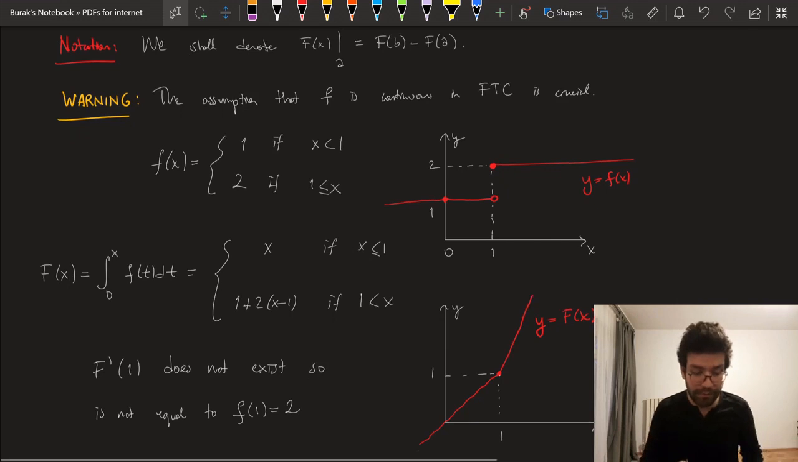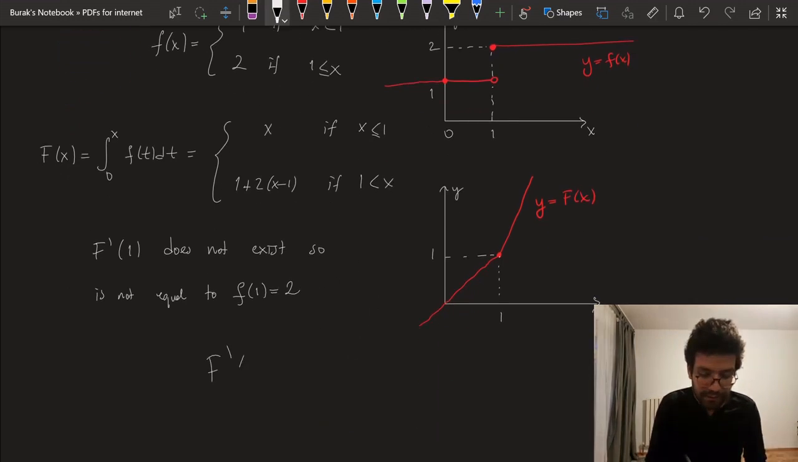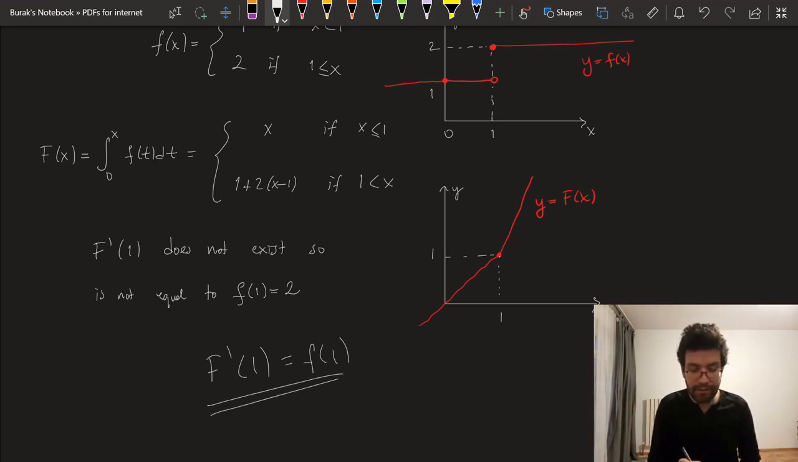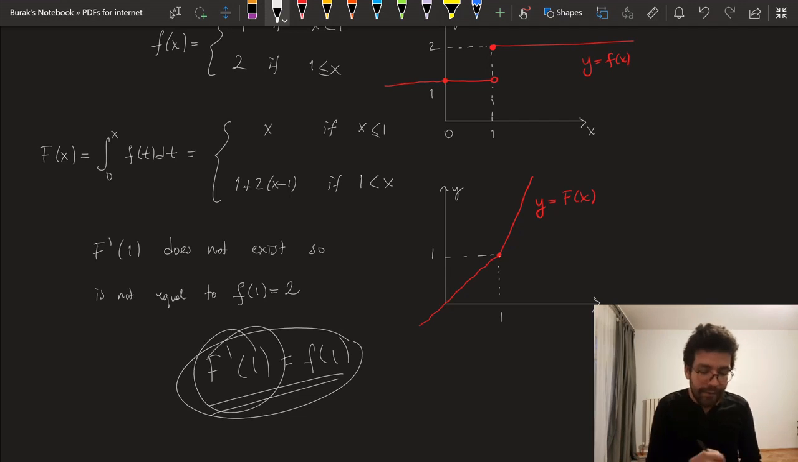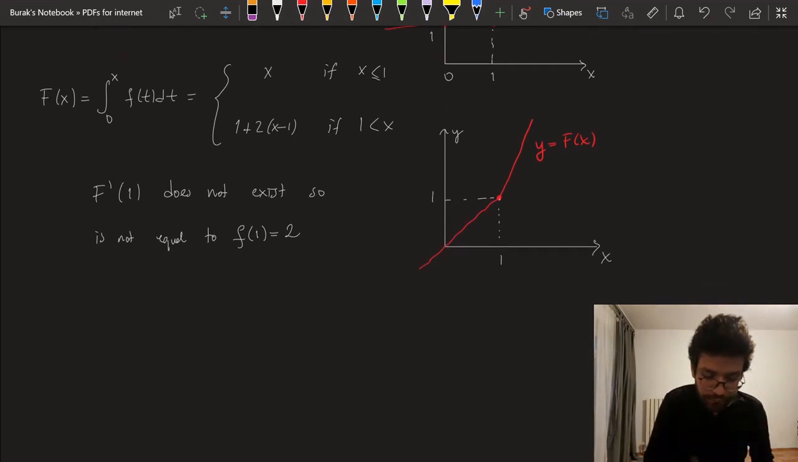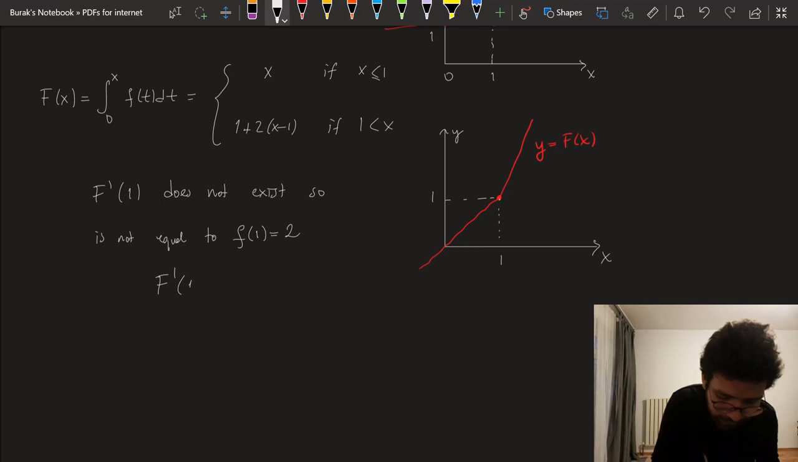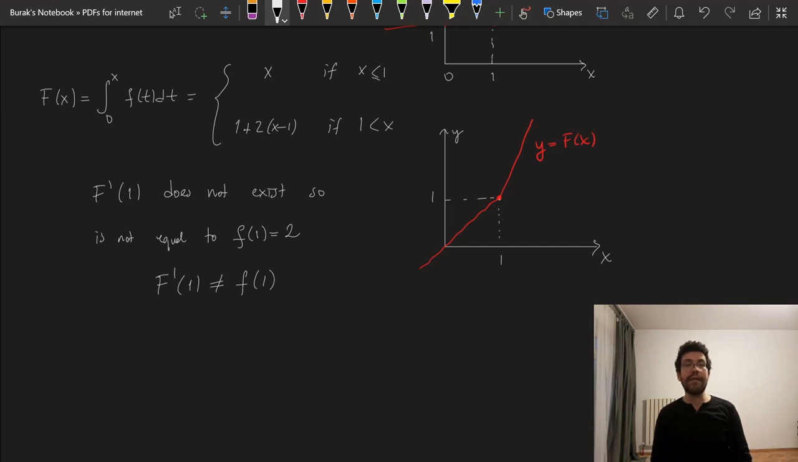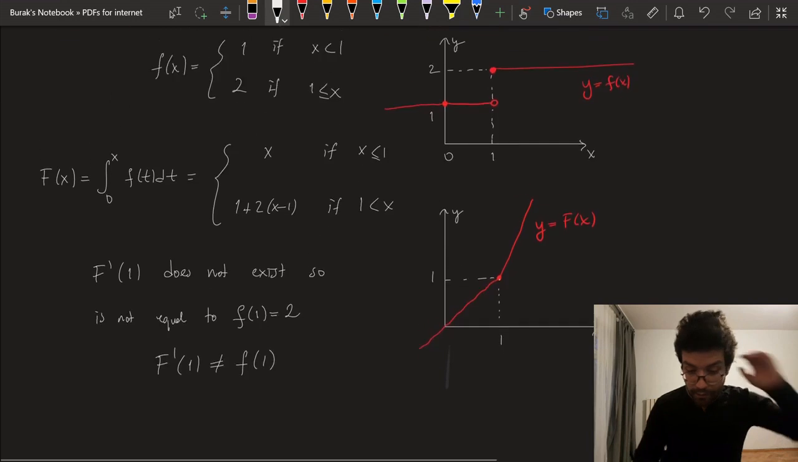It's going to tell me something wrong, because if I were to apply the fundamental theorem of calculus to this without checking continuity, I should have that this equality holds, but the derivative of big F at 1 does not exist, whereas f of 1 exists. So the point is, the derivative of this function at 1 is not equal to f of 1. As you can see, I can't apply the fundamental theorem of calculus here because my little f is not continuous. Okay.